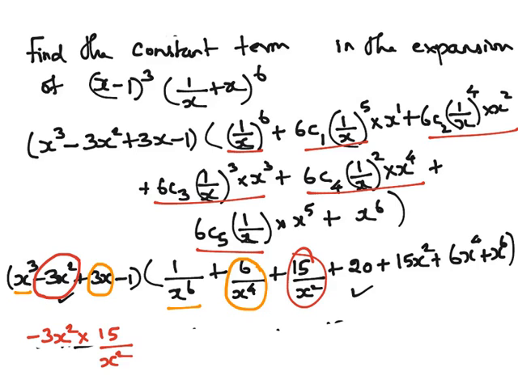Fine. What else? What if I multiply this minus 1 with 20? I will still get a constant term, so minus 1 into 20. What else? Can we get a constant term by multiplying any other terms? I don't think so. So the answer is minus 45 minus 20, which is minus 65. So the constant term is minus 65. Okay, this is the question, students.